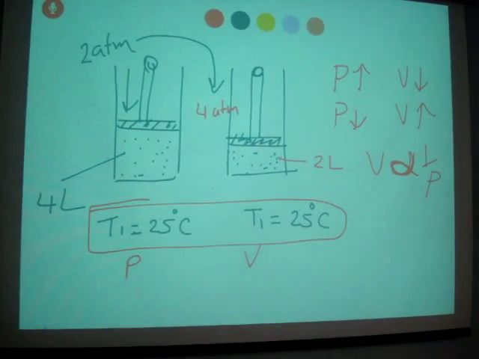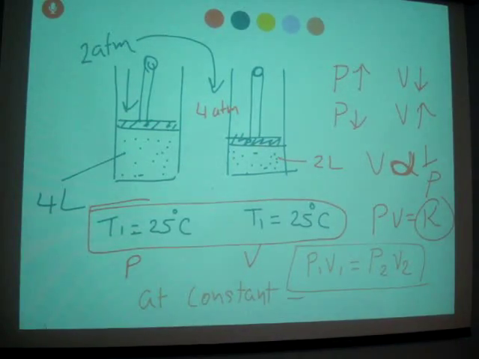Mathematically he wrote PV equals K, where K stands for constant. For two conditions, we can write P1 V1 equals P2 V2 at constant temperature. That's Boyle's law. This is called Boyle's law.